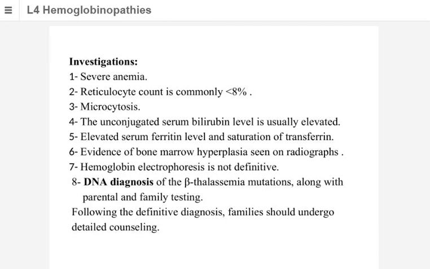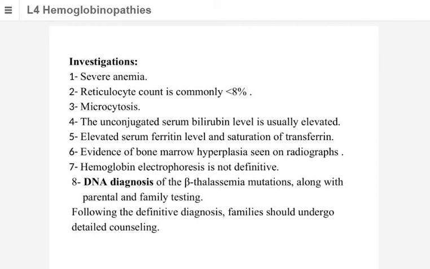Investigation shows severe anemia. Reticulocyte count is less than 8%. Microcytosis, increased unconjugated serum bilirubin, elevated serum creatinine, evidence of bone marrow hyperplasia. Hemoglobin electrophoresis is not definitive, but DNA diagnosis of the beta thalassemia mutation along with parental and family testing is.